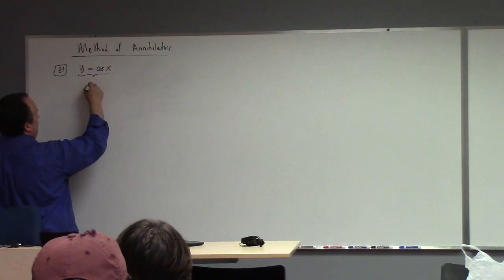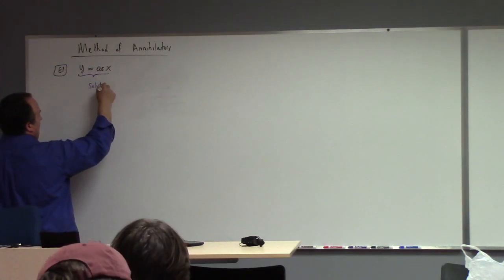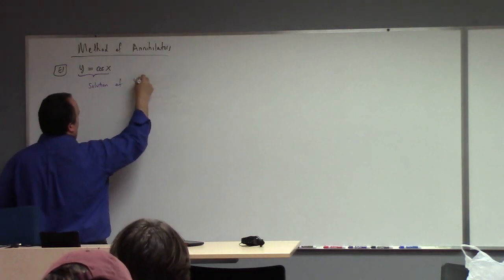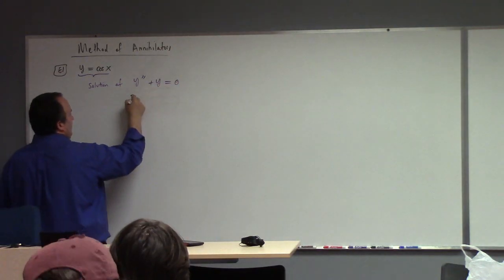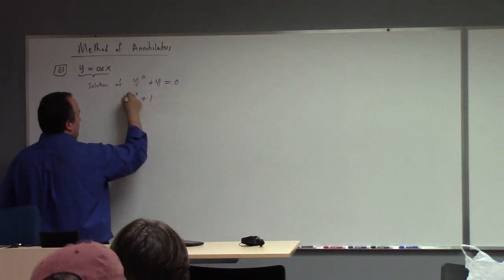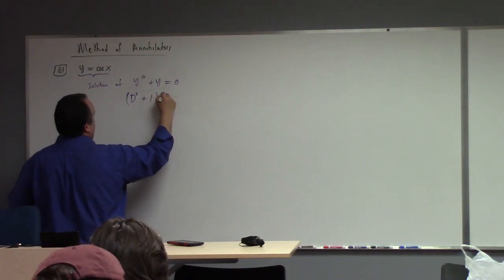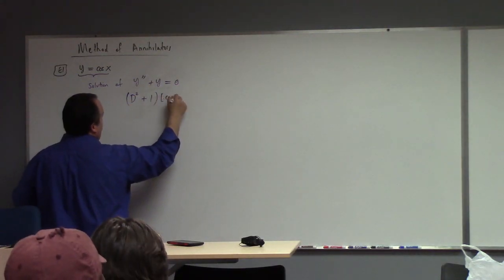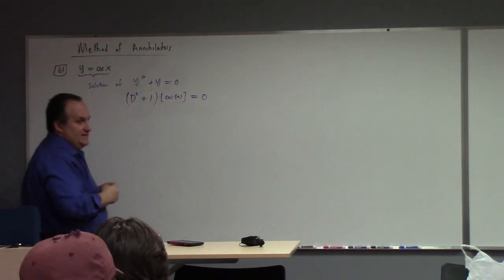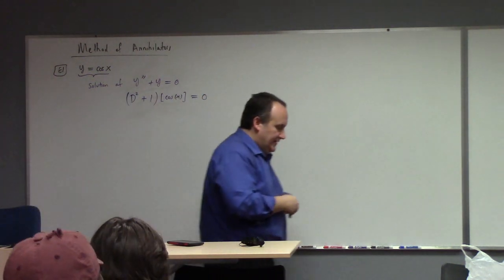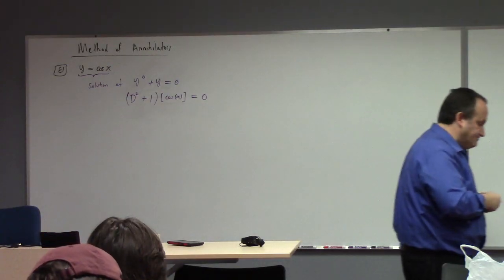How about this? This is a solution of what? y double prime plus y equals 0, right? In other words, if we look at the operator D squared plus 1, it will kill, it will annihilate cosine. This makes D squared plus 1 an annihilator for cosine.